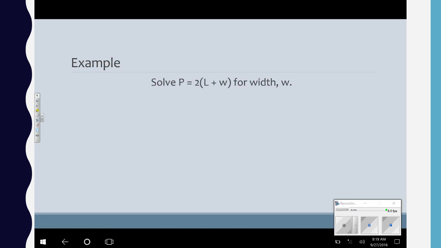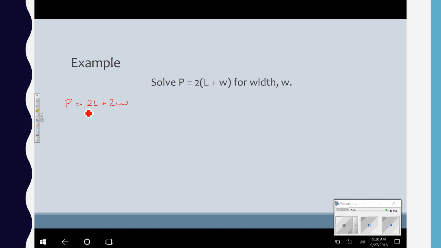The tough thing about this is sometimes there are a lot of different ways to approach these. Sometimes we get equations that are equivalent, but they don't look the same, so it's hard to see that they're equivalent. So I'm going to solve this equation two different ways. If we're solving for W, we can distribute so that I get P equals 2L plus 2W.